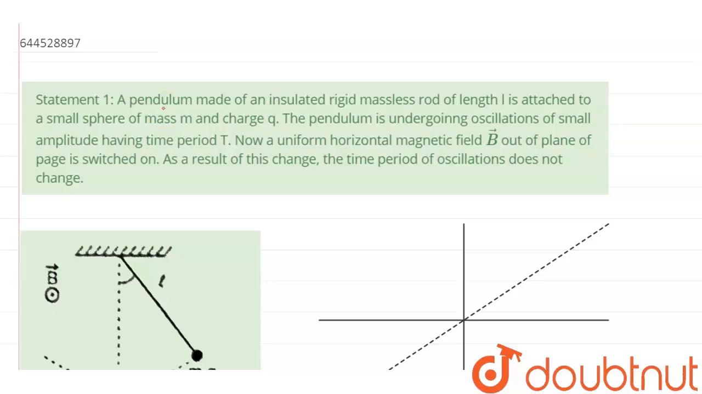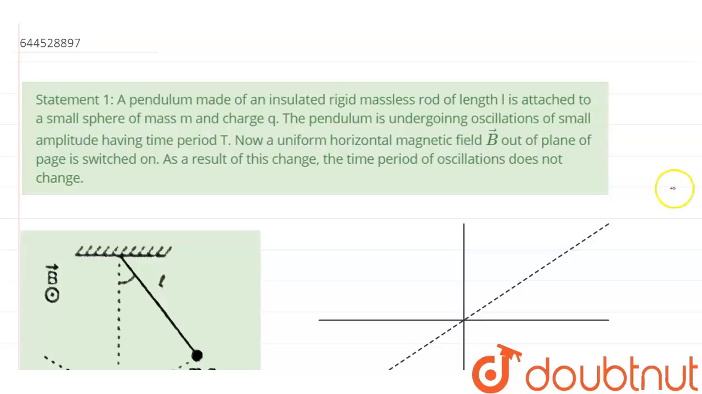A pendulum made of an insulated, rigid, massless rod of length L is attached to a small sphere of mass m and charge q. The pendulum is undergoing oscillations of small amplitude having time period capital T. Now a uniform horizontal magnetic field B out of the plane of page is switched on. As a result of this change, the time period of oscillations does not change.